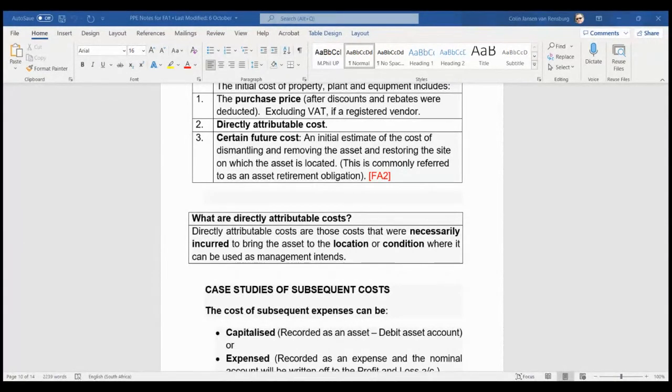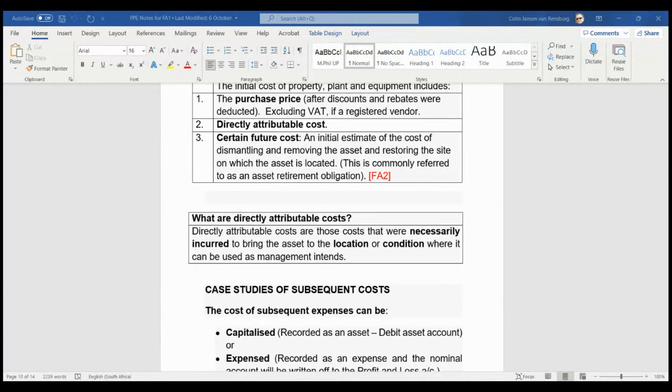If it is not seen as a directly attributable cost, in that case, you are not going to capitalize it as part of the cost of the asset, but rather you are going to write it off as an expense, right? So that is quite a major decision because sometimes these expenses or costs can be quite substantial or material, as we say, right? So what is a directly attributable cost, ladies and gentlemen?